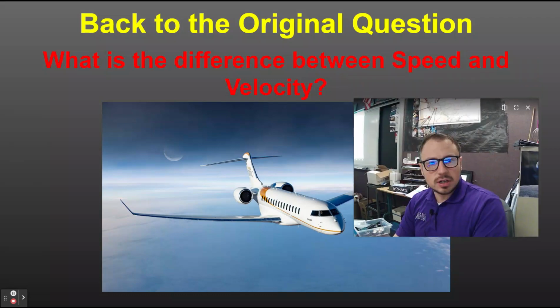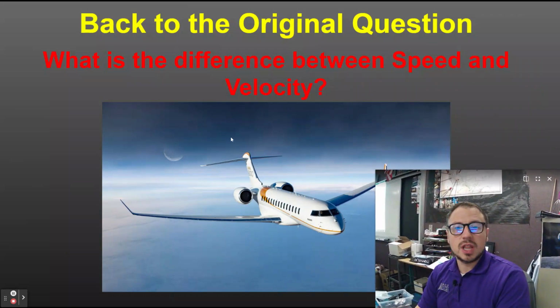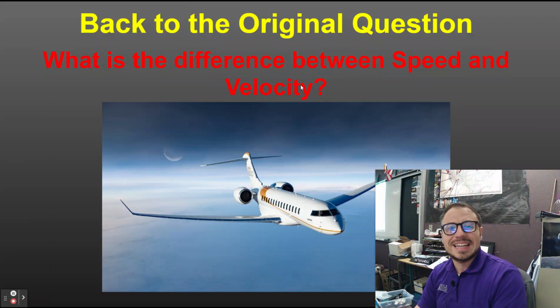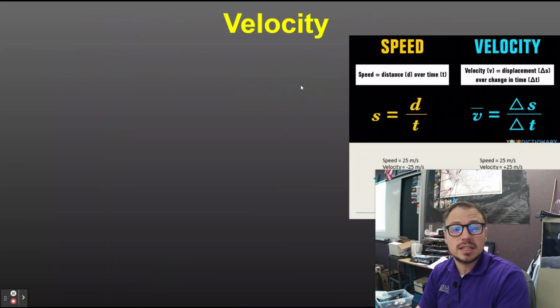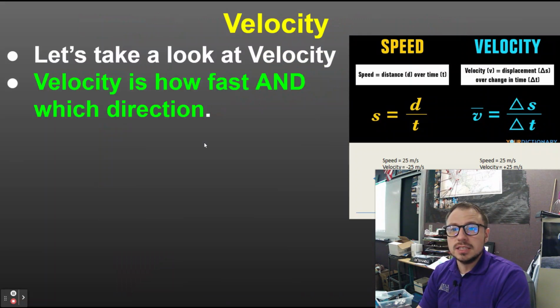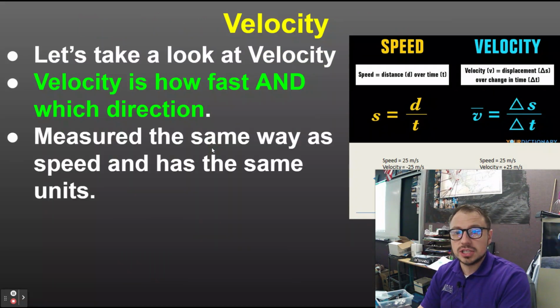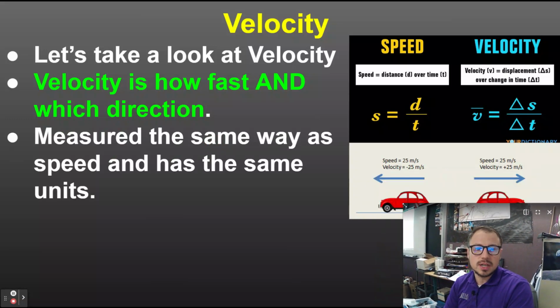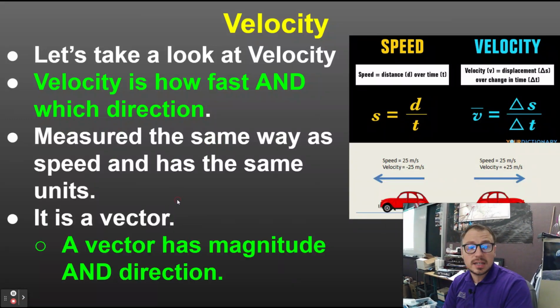So now let's talk about the difference between speed and velocity. So these words have probably been used interchangeably, but in science, there is a key difference. So velocity is how fast and which direction. So it's measured the same way as speed and has the same unit. So meters per second, kilometers per hour, except it is a vector quantity. So a vector has both magnitude and direction.